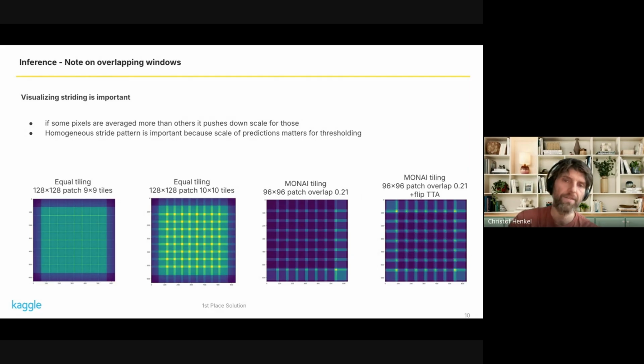And by using TTA, so by using the flip augmentation, you can basically get an image like this, which looks more homogeneous. So this means that for my approach, the benefit from test time augmentation is not coming from the augmentation itself, but from having a more homogeneous tiling at the end of the day. That's one thing I found quite interesting. And we saw it in our solution. I don't know if anybody else looked at this.